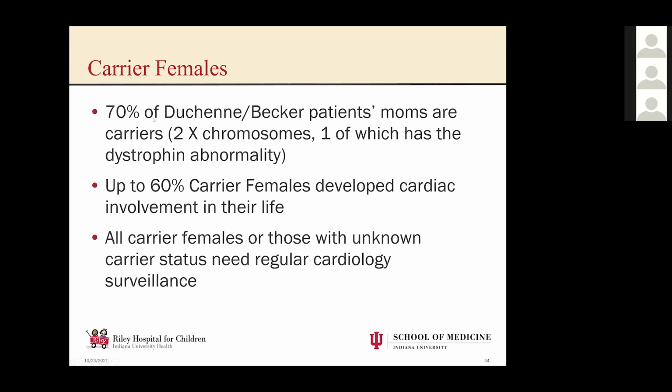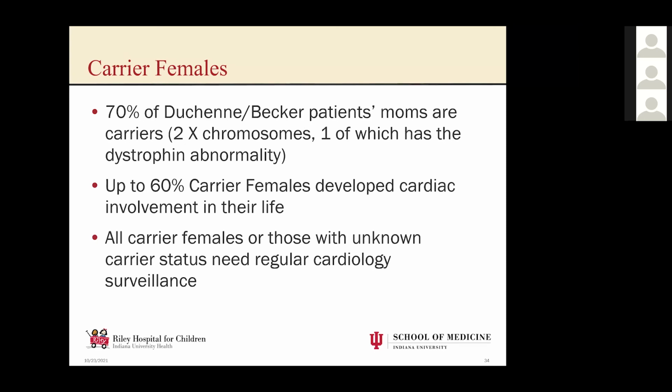And of that 70% that comes from their moms, 60% of those moms can develop heart disease as well over the span of their lifetime. It tends to be much milder, tends to be a little later in life than we see in the males with Duchenne's muscular dystrophy, but it can happen.